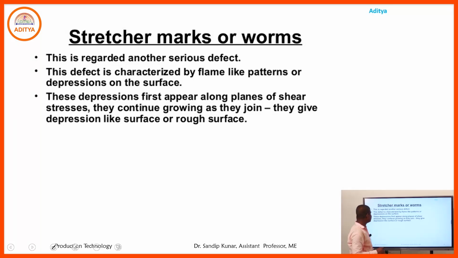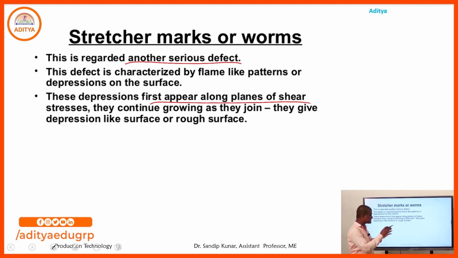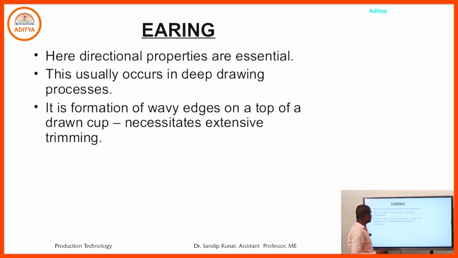Stretcher marks are sometimes regarded as another serious defect, characterized by flame-like patterns and depressions on the surface, sometimes from higher elongation of the sheet metal. Sometimes ladder bands, that type of problem, occur in thin sheets. Depressions first appear along the plane of the shear stresses, and sometimes they produce different depressions, and a rough surface is also formed in the sheet metal.